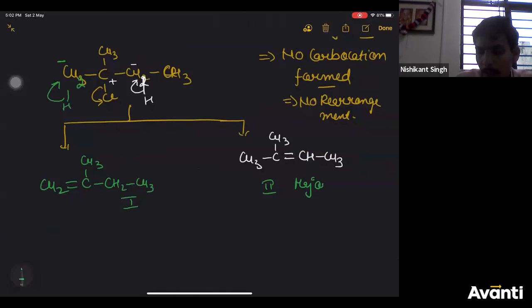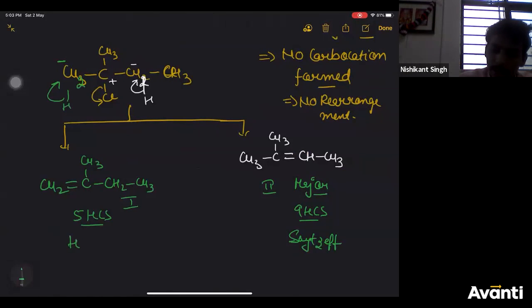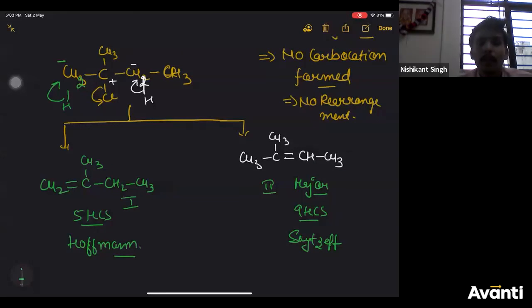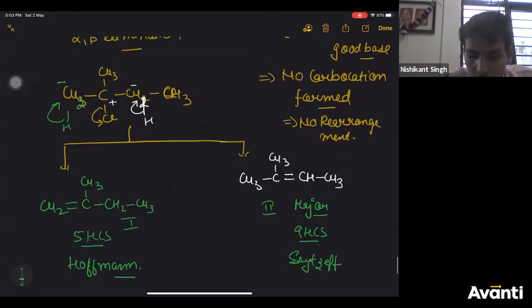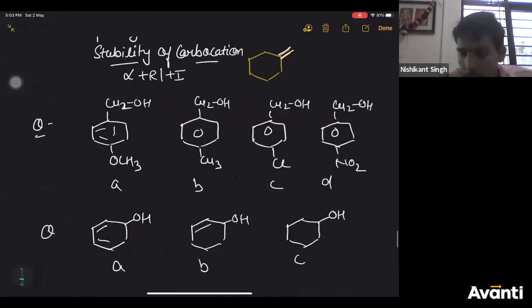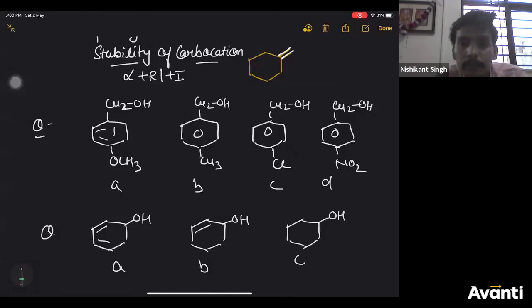Now this is product 1, this is product 2, which is the major product. The second product is the major product because it has 9 hyperconjugating structures. The first has only 5 hyperconjugating structures, so it is the minor product. Also, I told you it is the Saytzeff product, and this is the Hofmann product. Right? So now you can note down the homework questions. Both the homework questions you can check. That's all for today's class.